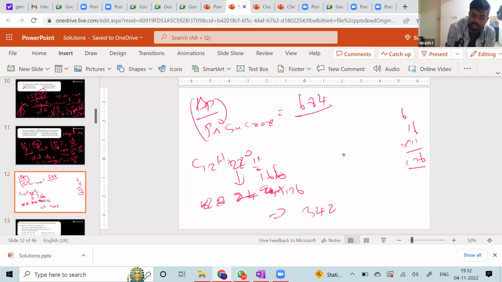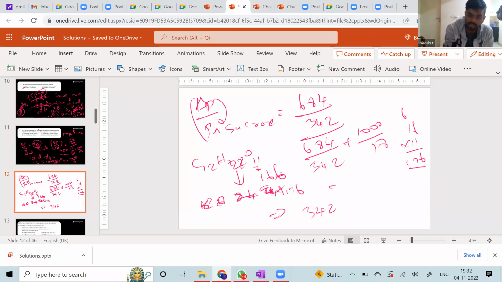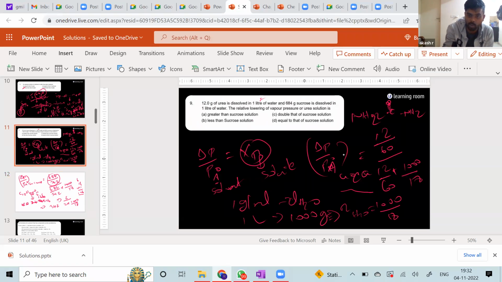684 grams of sucrose divided by the molecular mass, 684 divided by 342, plus again water, 1000 by 18. Can you see that 684 divided by 342 is nothing but 2? So it is 2 divided by 2 plus 1000 by 18. Whereas for the previous one, 12 divided by 60 is 1 by 5, and 1 by 5 is nothing but 0.2. Again, this value will be 0.2.